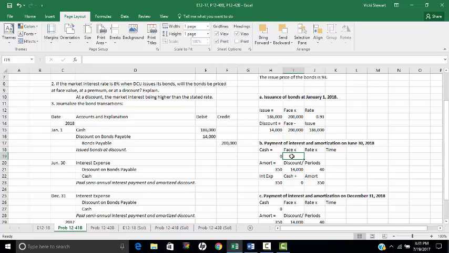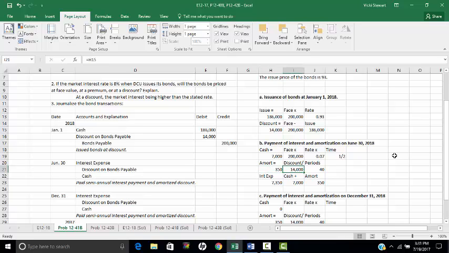To determine the amount of the cash payment that we will make on the bonds, we take the face amount, $200,000, we multiply it by the interest rate on the bonds, which is 7%, and we multiply that by 6 divided by 12, or 1/2, and that gives us $7,000 in cash interest. However, these bonds were issued at a discount.